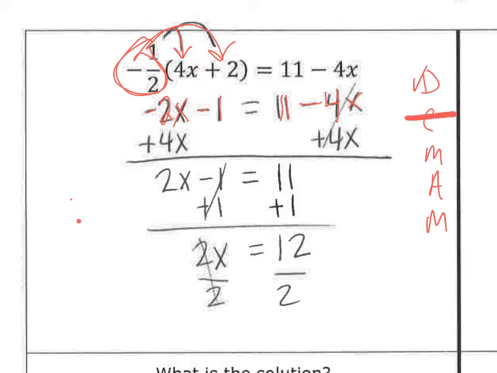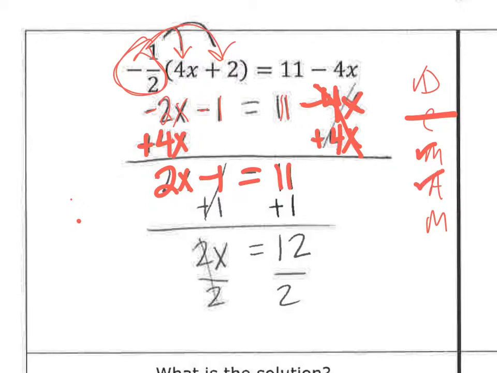Can I combine like terms? The answer is no. Can I move a variable? Yes, I can move this negative 4x. Now I'm going to choose to move the negative 4x because it's negative and I want to keep it positive. So I'm going to add, and I'm left with 2x minus 1 equals 11.